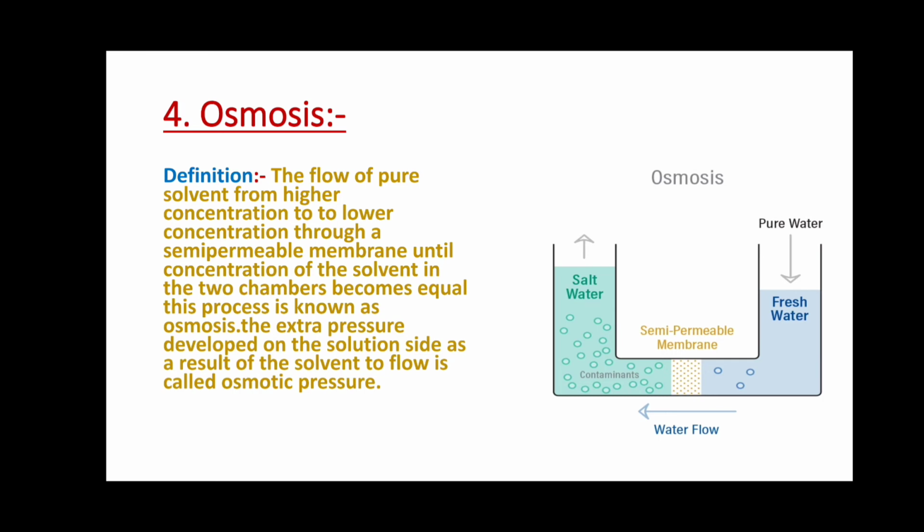So a simple definition: here, let us take two chambers. One chamber is called salt water, meaning it is a solution, where solvent and solute particles are mixed. That solution is called salt water. This part, the green part, is called the solution. From the right side, if you take pure solvent, meaning fresh water, pure water, that is pure solvent. Here is the pure solvent, and the green side is the solution.